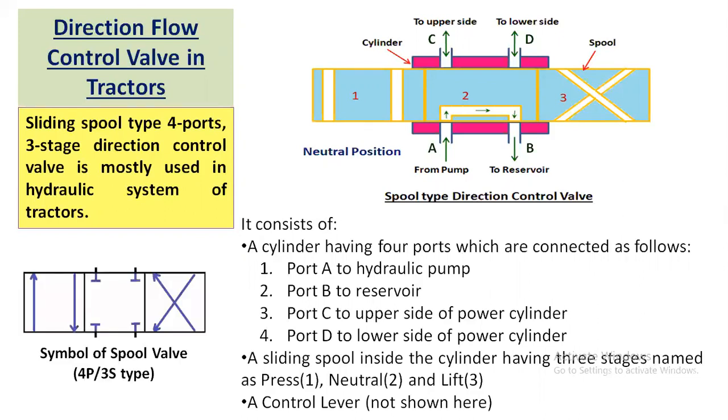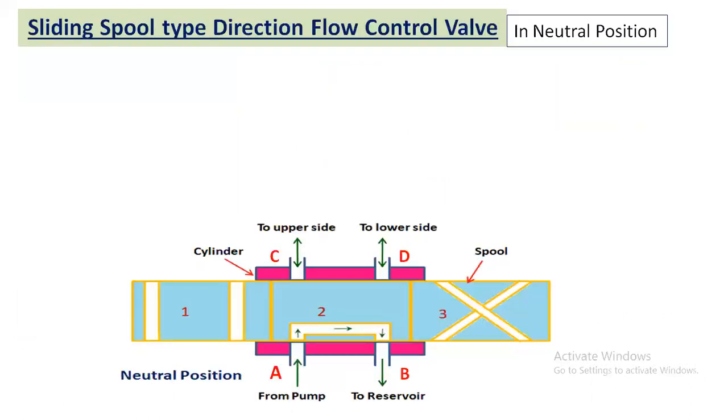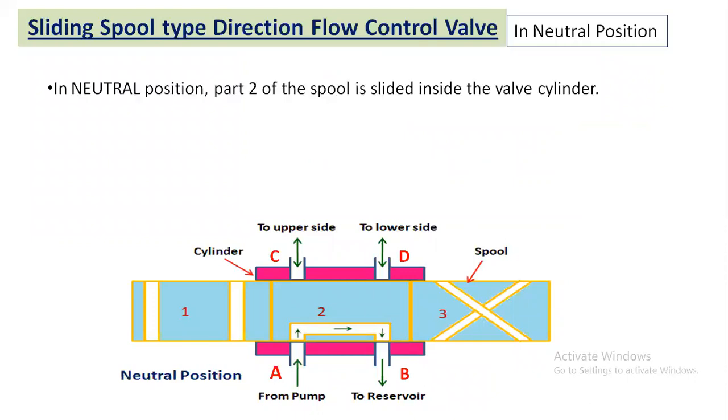This is the symbol of the spool valve. We can use this symbol everywhere. If you are not able to draw the spool type direction control valve, then you can draw the symbol. This symbol will be enough to show the working. So this is the neutral position. I will tell you about all 3 positions: neutral, lift, and press.